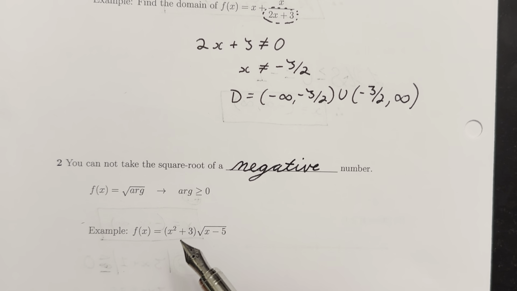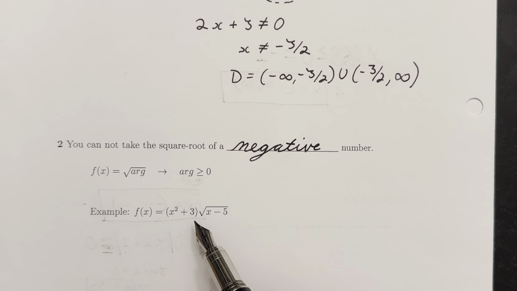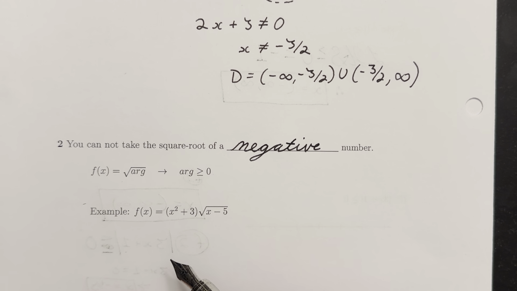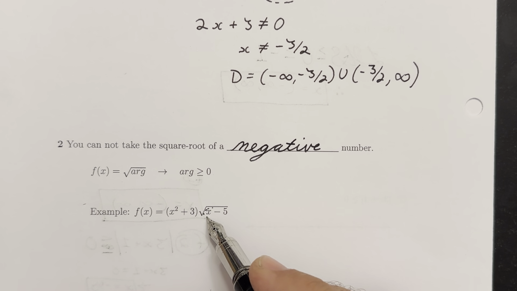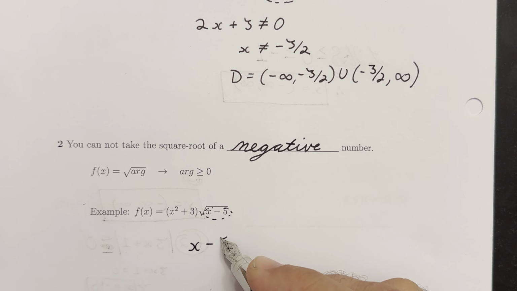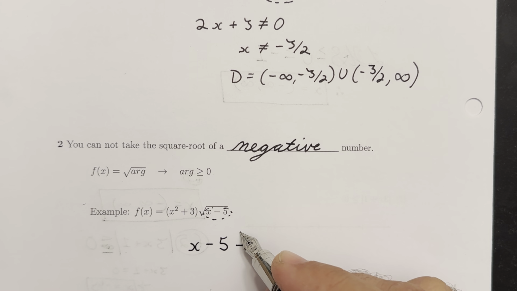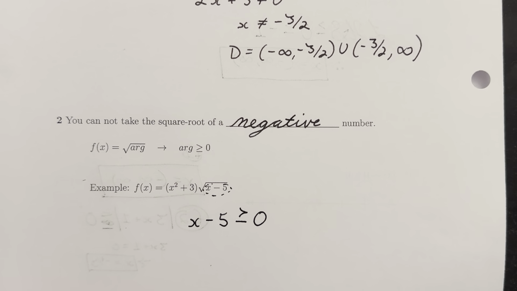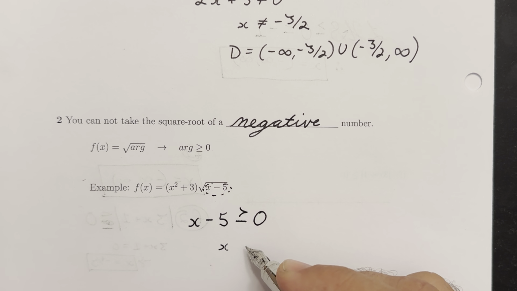So let's look at our example function here. We have x squared plus 3 multiplied by the square root of a statement. X squared plus 3 has no effect on the domain. So the only thing that does is what's inside the square root, right? The argument. And so x minus 5 must be equal to or greater than 0. So we solve this inequality to be x equal to or greater than positive 5.